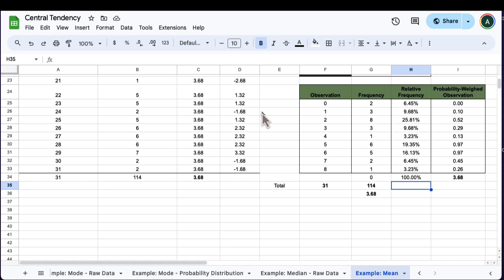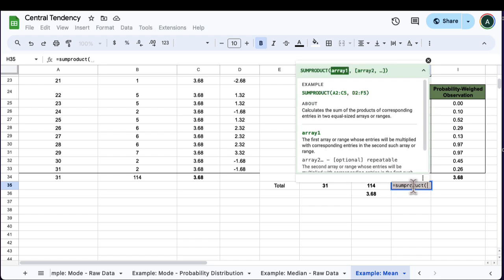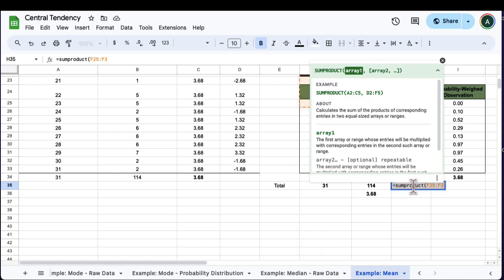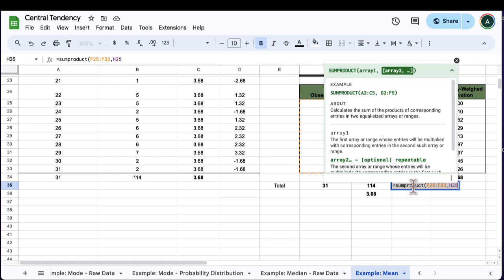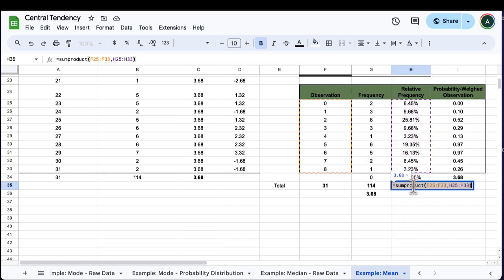One last quick trick. I have my observation column, which is F25 to F33, and I've got my relative frequency column, which is H25 to H33. What I'm going to do is equals SUMPRODUCT, parentheses, F25 colon F33, comma, H25 colon H33, parentheses. And I get my 3.68. So just multiplying each of these through via the SUMPRODUCT, I actually don't need this probability weighted observation column at all.